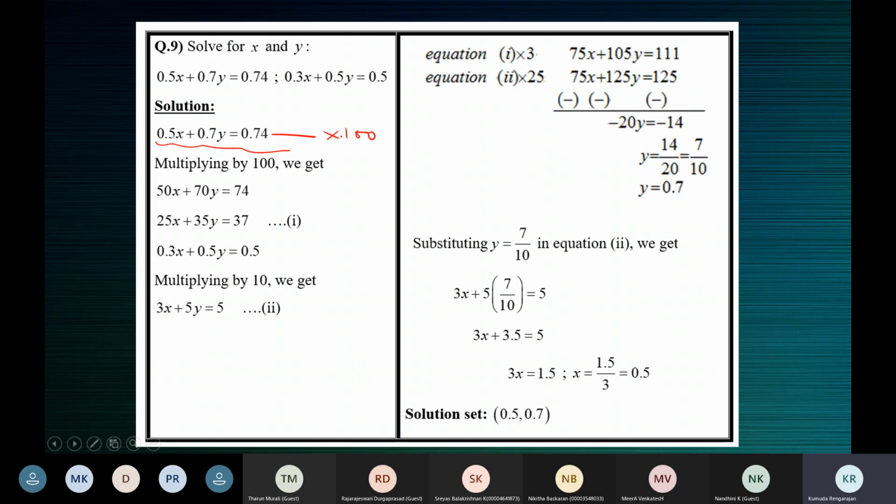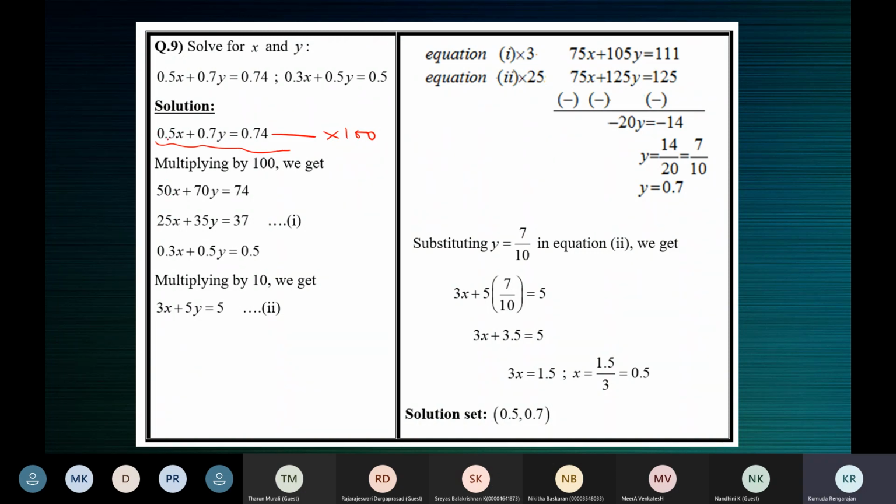See what we have understood: you can multiply the equation by any real value other than 0. Like we write equivalent fractions, these are equivalent equations. I've told you this. So we multiply this equation by 100.